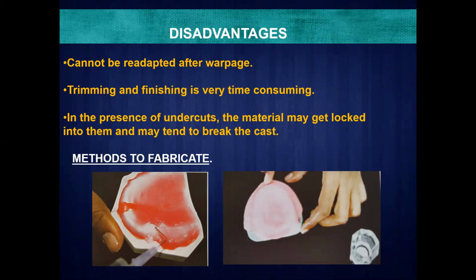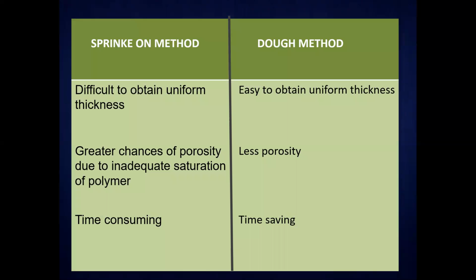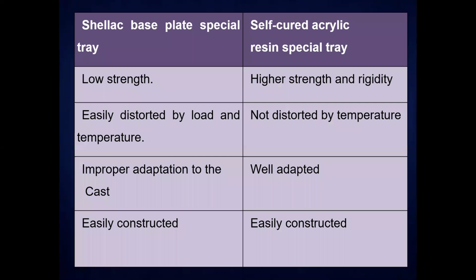There are two methods to fabricate using the acrylic method, either sprinkle on method or dough method. But for the fabrication of custom tray, dough method is preferred because it is easy to obtain uniform thickness and to get less porosity, and also it is time saving.